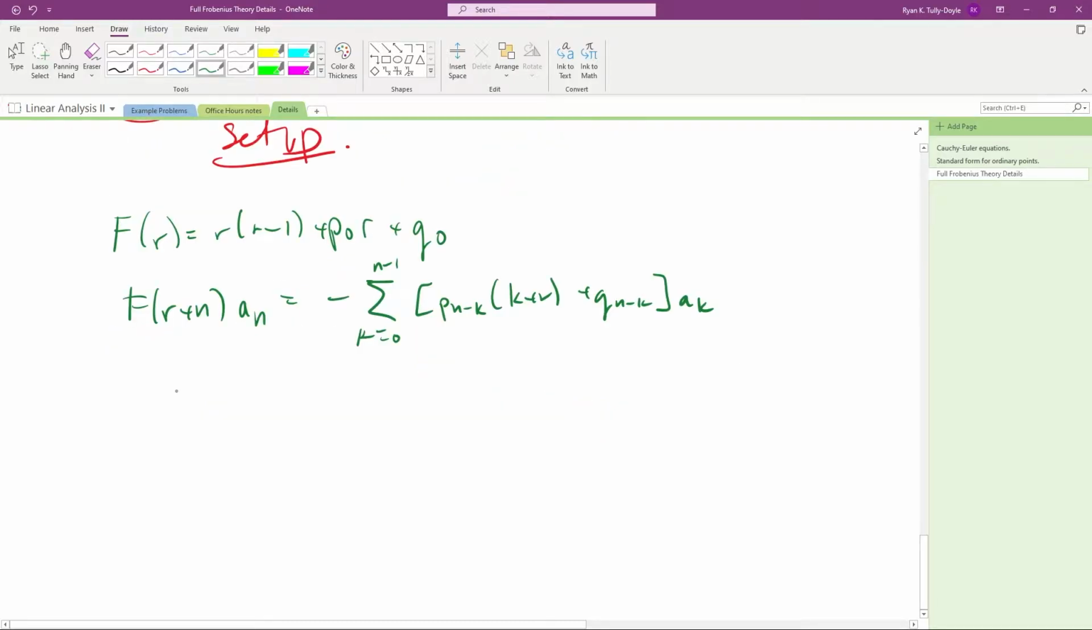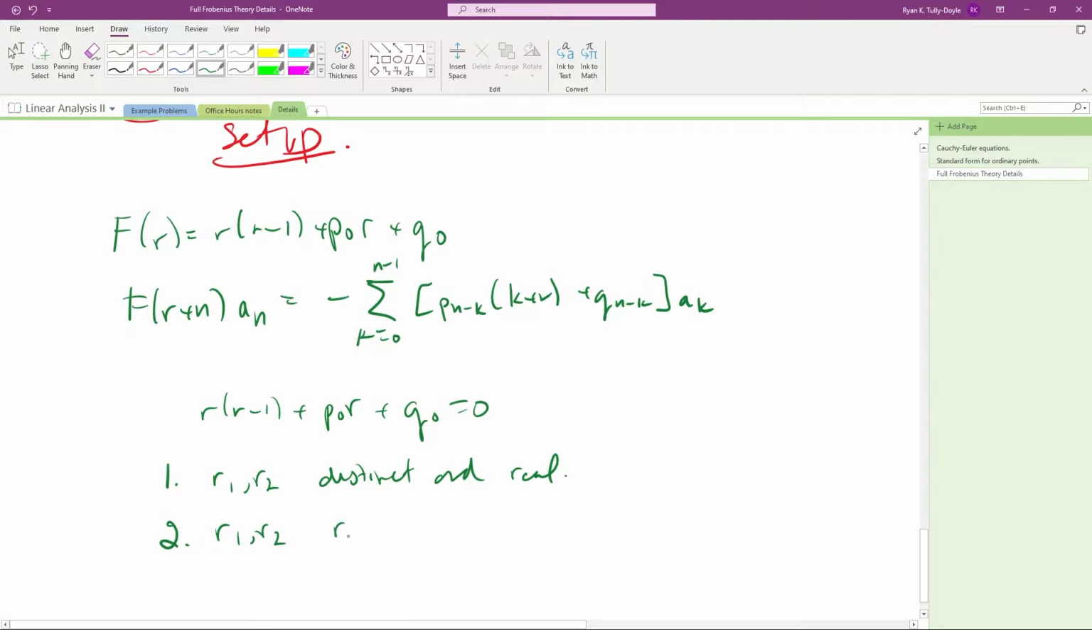From here, we're going to consider three different cases of solutions to the same equation. We have, remember, r times (r minus 1) plus p naught r plus q naught equal to 0. Three things could happen in the solutions to this quadratic equation. The first is that we could have r1 and r2 distinct and real. Case 2, r1 and r2 are real but coincident, which means we have a double root. And the third case is r1 and r2 are complex conjugates.